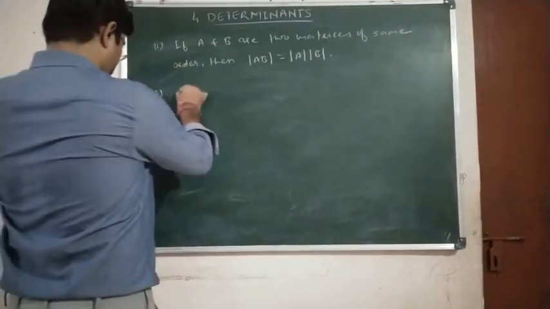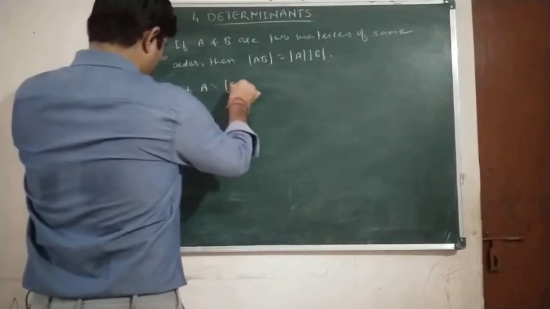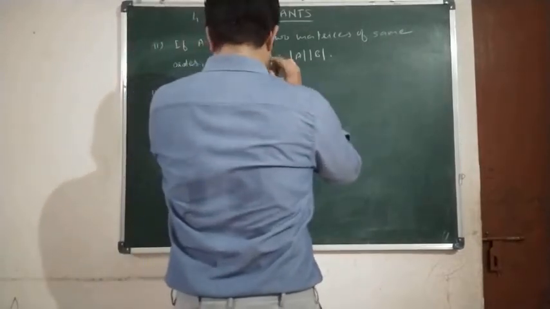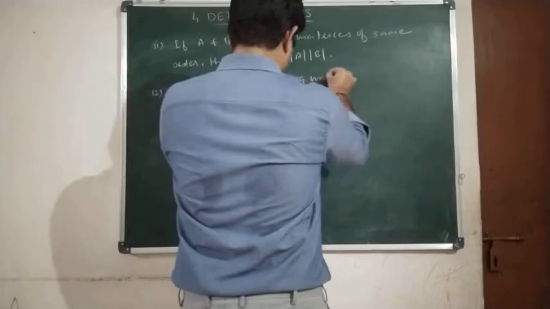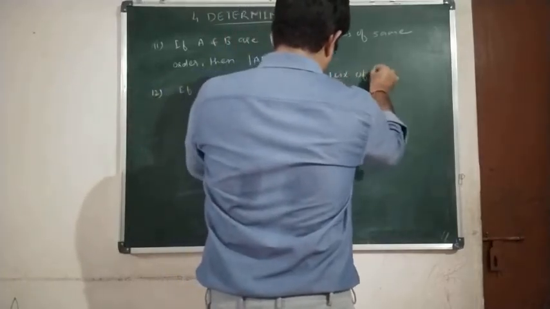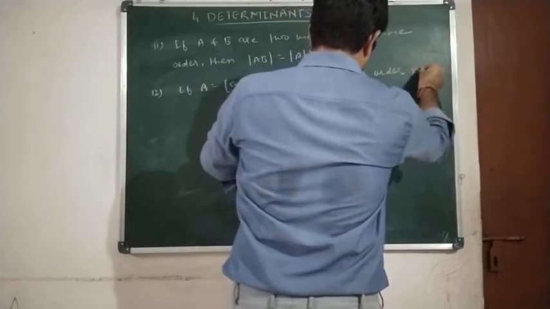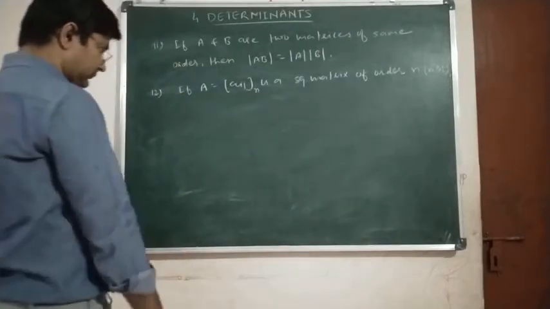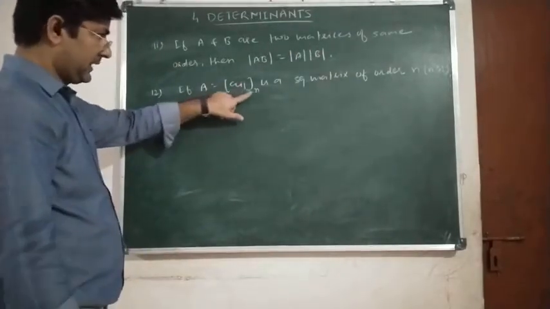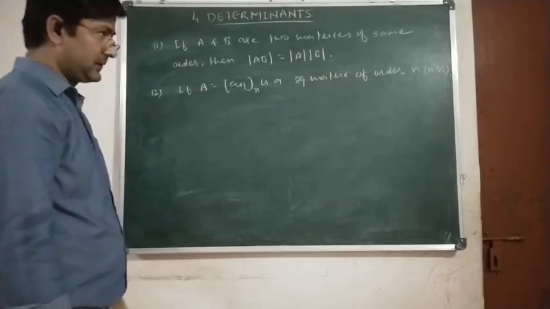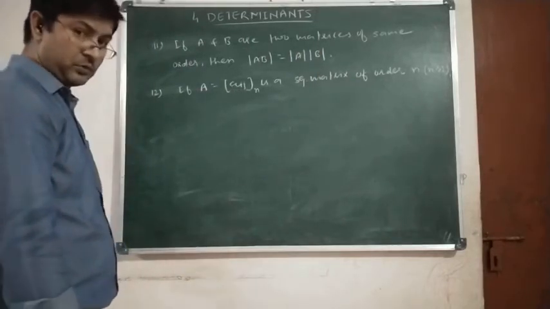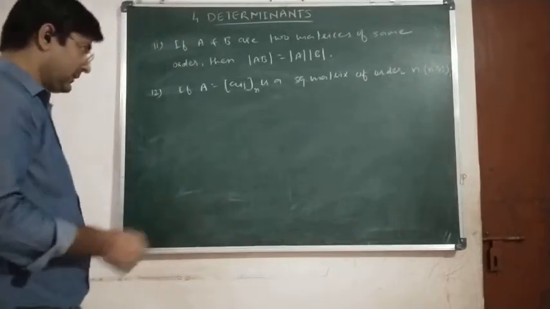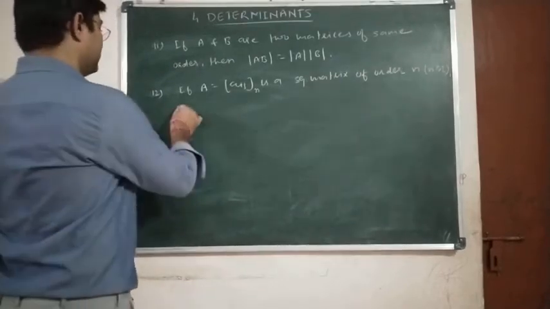If A equals Aij is a square matrix of order n, where n is greater than or equal to 2. Yes or no? So minimum order must be 2. So 2 by 2 or 3 by 3 or a matrix of order higher than 3. Clear?